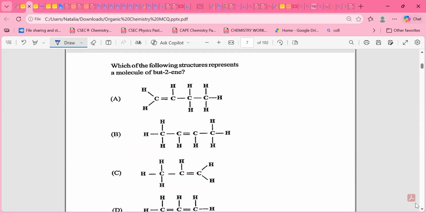Which of the following structures represents a molecule of but-2-ene? But means we have 4 carbons. 2 means the double bond is between carbon 2 and 3. So A and B have 4 carbons, but it's in B that the double bond is between carbon 2 and 3.